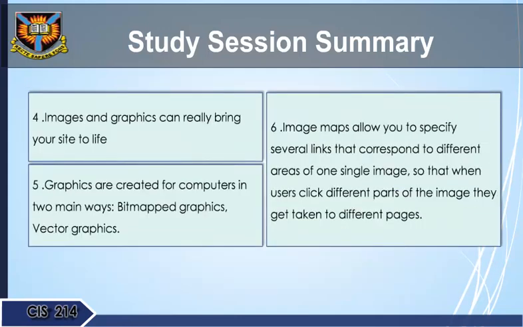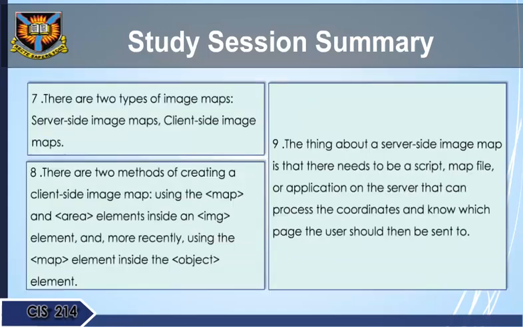4. Images and graphics can really bring your site to life. 5. Graphics are created for computers in two main ways: bitmapped graphics and vector graphics. 6. Image maps allow you to specify several links that correspond to different areas of one single image so that when users click different parts of the image, they get taken to different pages.